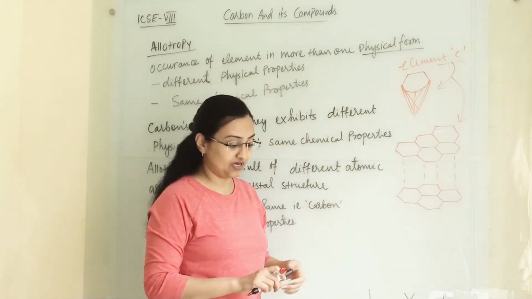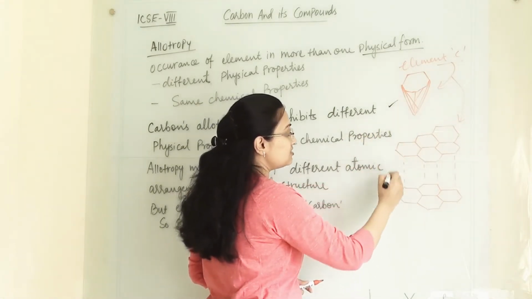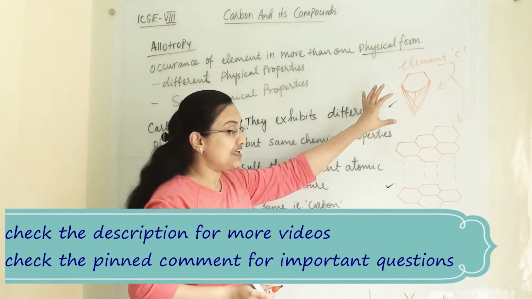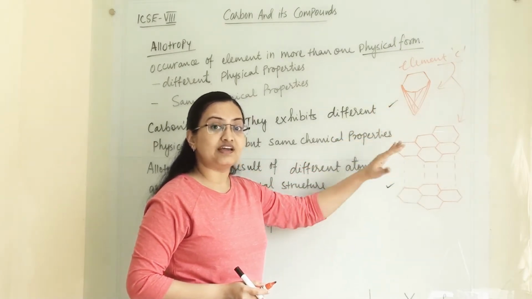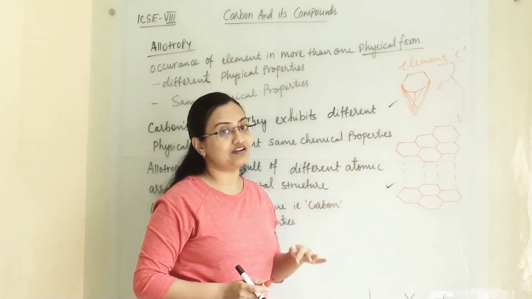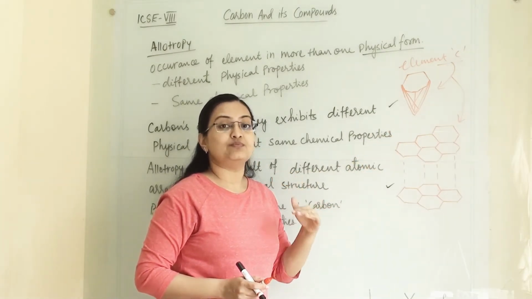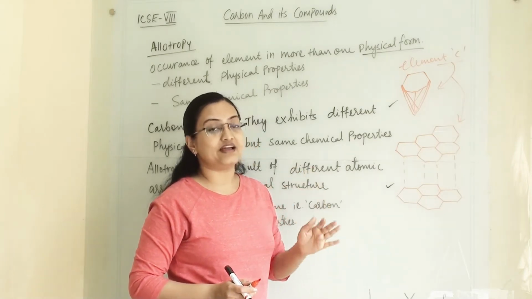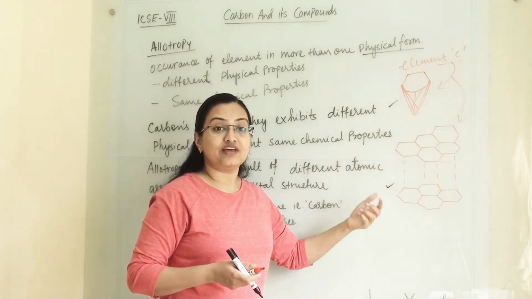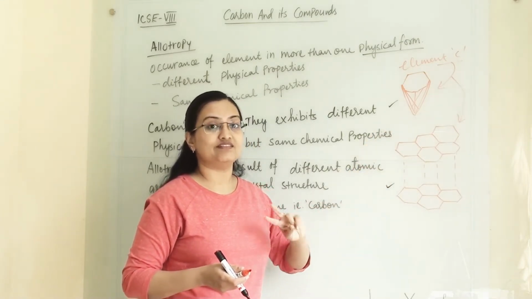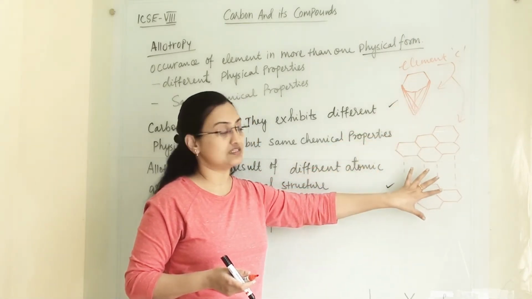Why different physical properties? Because here we can see these two rough diagrams of diamond and graphite. The structure of both is different. Their atomic arrangement is different. So their physical appearance is different and that's why their physical properties are different. But they both consist of only one type of atom, and that is carbon. Carbon will react in the same way in both forms. So their chemical properties will remain the same. But their physical properties will change because their atomic arrangement is not the same.